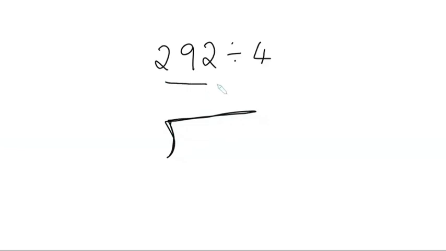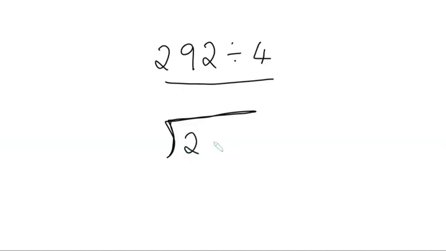Okay, so let's get another nice large number for you. This time we're going to look at 292, and we're going to try and divide this by 4. Now, remembering we're going to do our bus stop. Which number is going inside our bus stop? Yep, the largest number goes inside our bus stop.